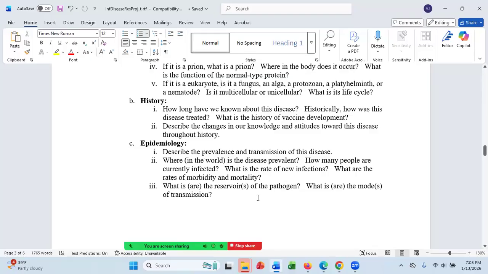What are the reservoirs of the pathogen? A reservoir is where the disease comes from. What are the modes of transmission? Like the reservoirs of malaria are mosquitoes and obviously people. And what are the modes of transmission to people? The bite of a mosquito.